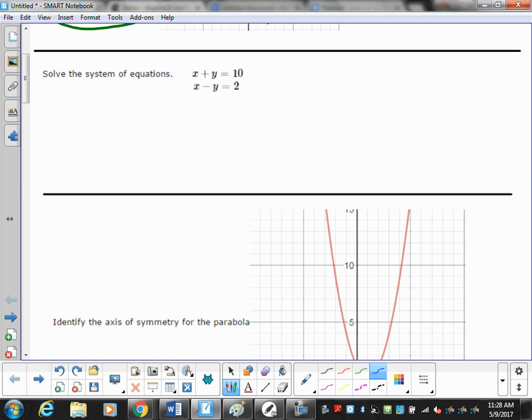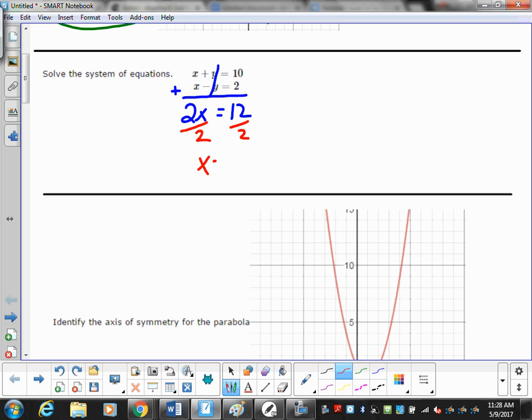So you got x plus x, which is 2x. y plus a negative y is 0, so the y's cancel out. 10 plus 2 is 12. And then to finish solving for x, I divide both sides by 2, and I get x equals 6.